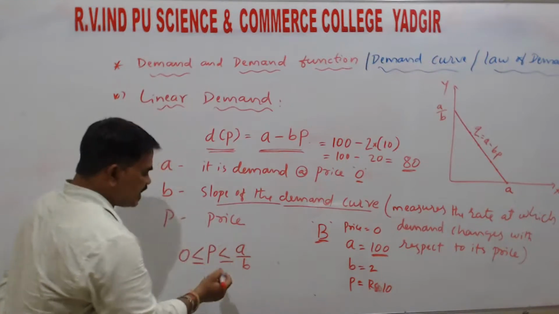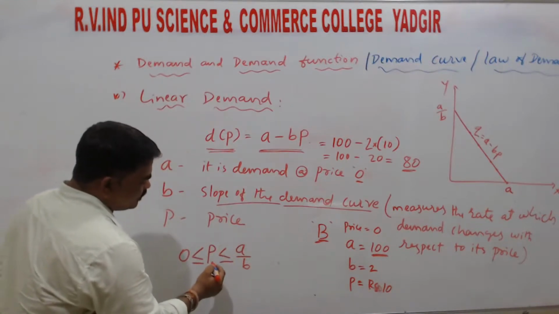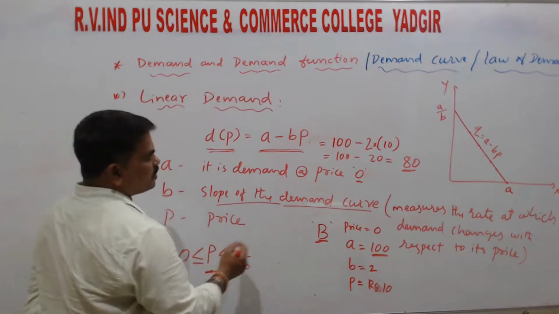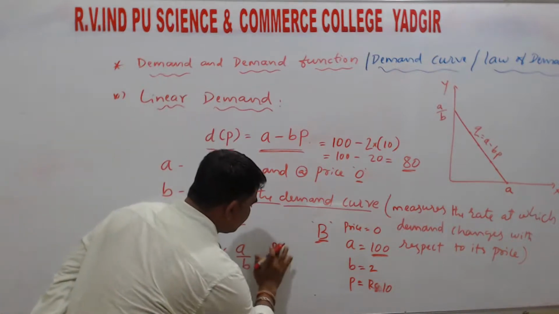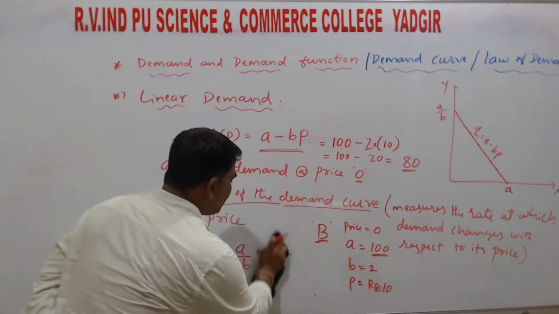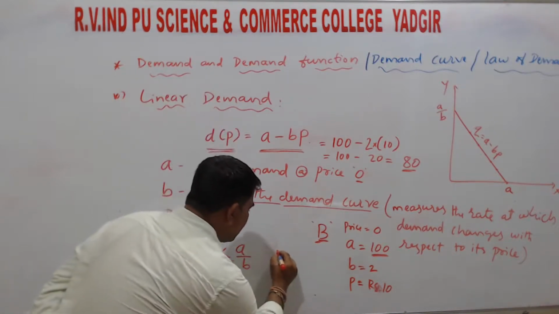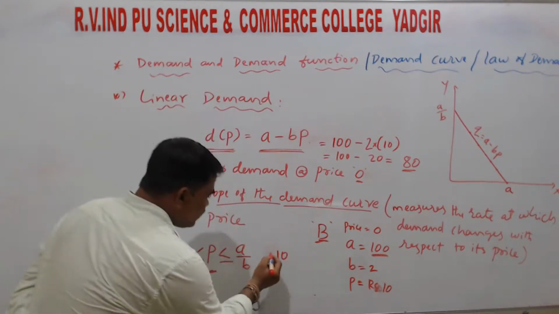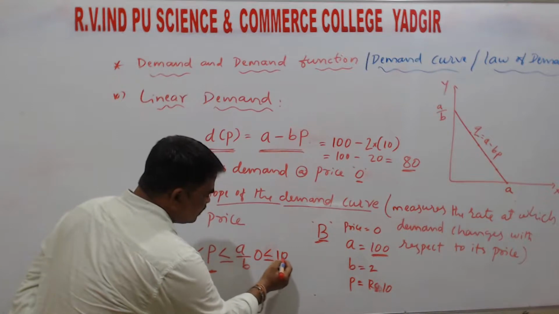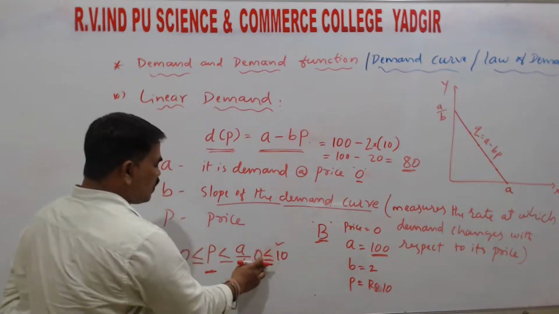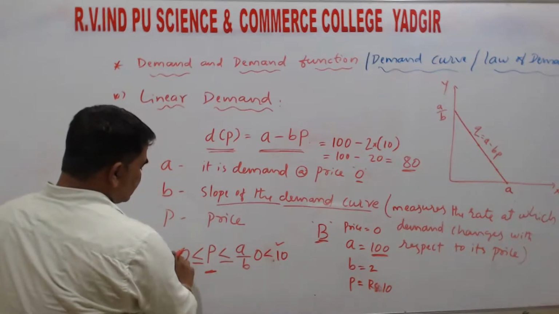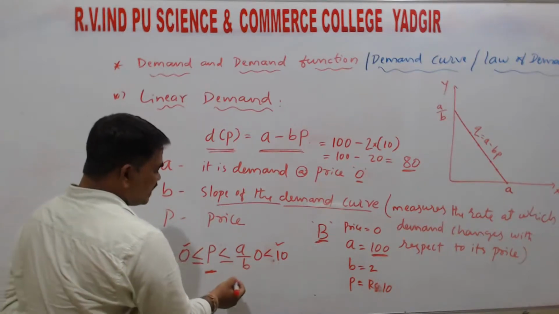Now we mentioned this condition: P should be greater than or equal to 0. So what is the price here? The P value here is 10. Is this greater than or equal to 0? That's correct. Here it is greater than 0. This condition is fine. Now, what is one more condition?